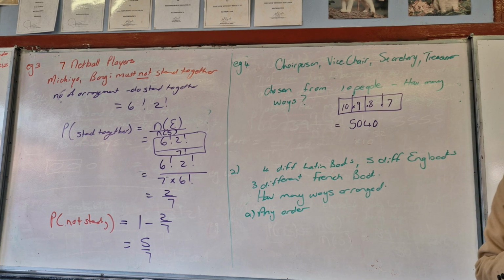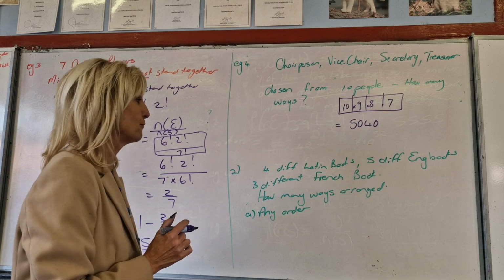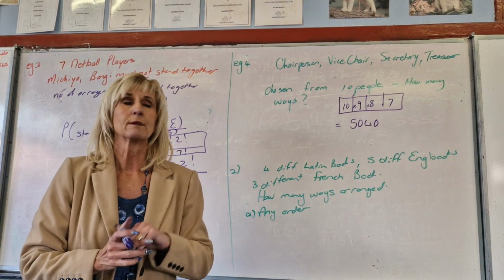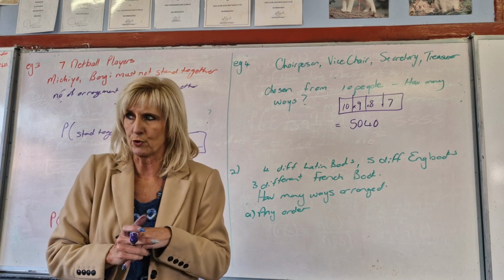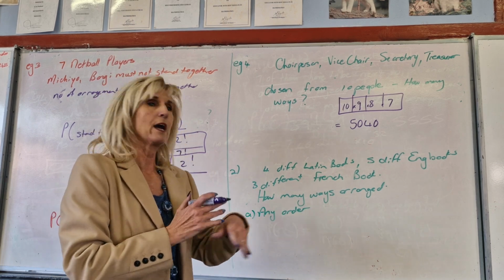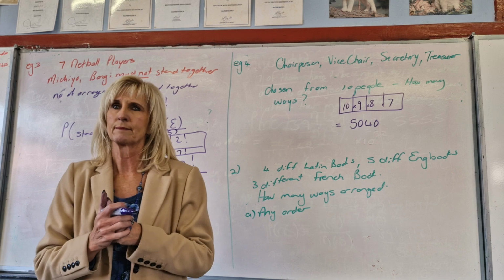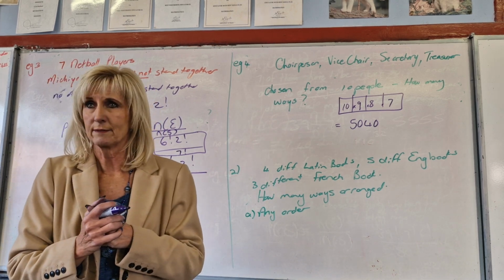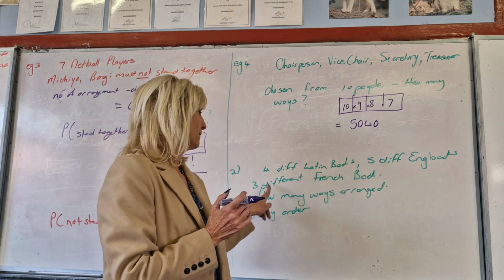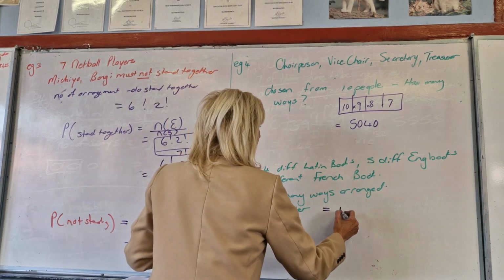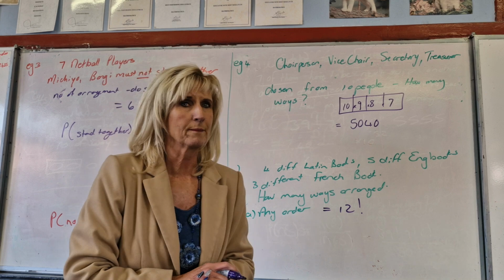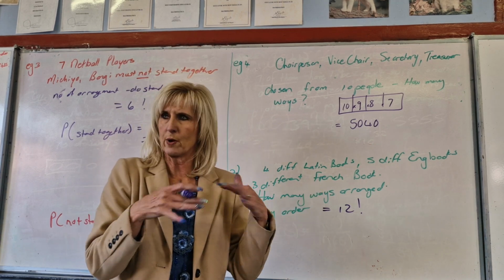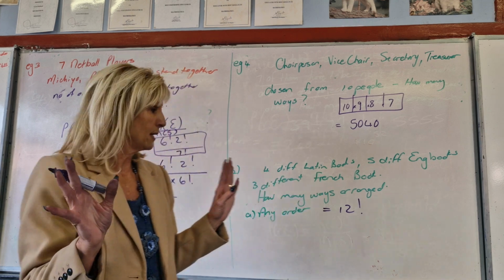Okay, next one. Let's try and finish up with this one. I've got 4 different Latin books, I've got 5 different English books, and I've got 3 different French books. In how many ways can I arrange them in any order? Add. Are you adding them, right? Yes. So 4 and 5 and 3 is? 12. Are you with me? That is the straightforward question. How many ways can you do something with 12 objects? Doesn't matter what order, that's fine.